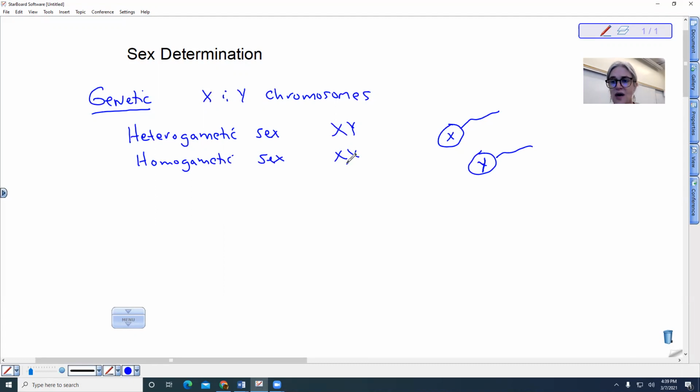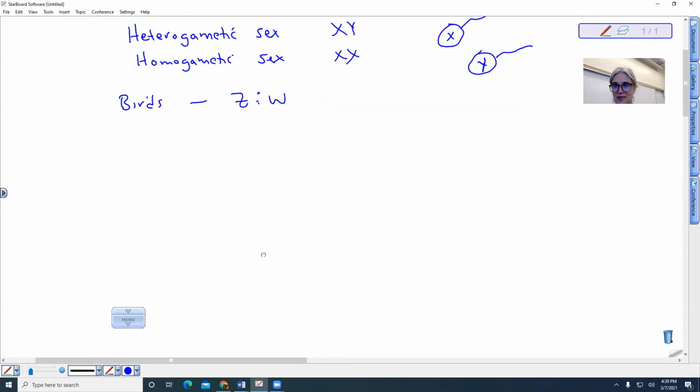Now, this is not always the case. In birds, we have Z and W. They just gave them different letters, the sex chromosomes. And so when we look at the females, they are the heterogametic. So they are ZW, and then my males are actually ZZ.